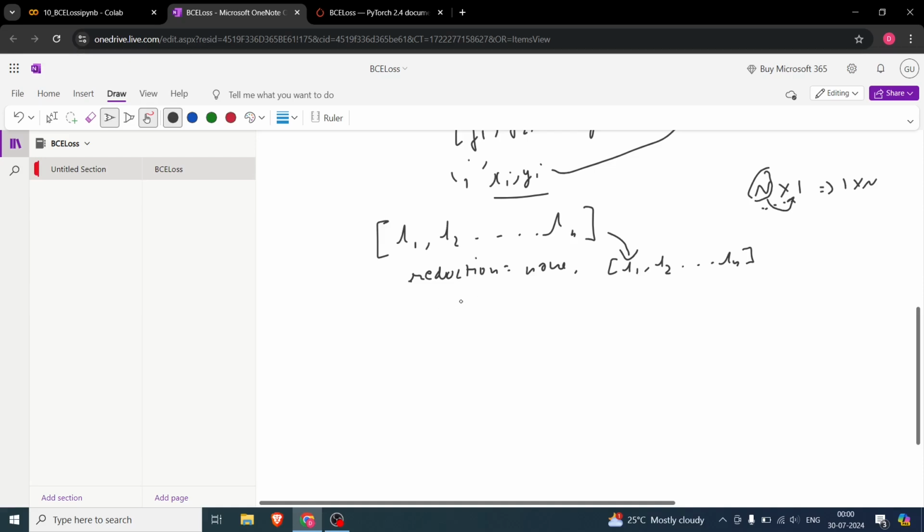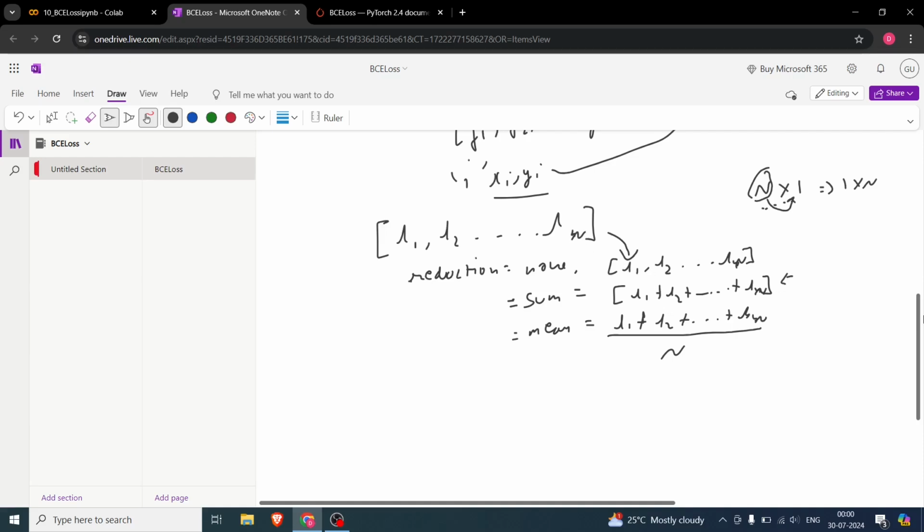When reduction is not none, reduction is equal to sum. You do nothing, you add all of them, L1, L2, dot dot dot up to Ln. So this is going to be your BCE loss, the entire loss. And when it's mean, you have already guessed it, L1 plus L2 plus dot dot dot up to Ln divided by capital N. Okay, so here also capital N. So basically this is how it works.